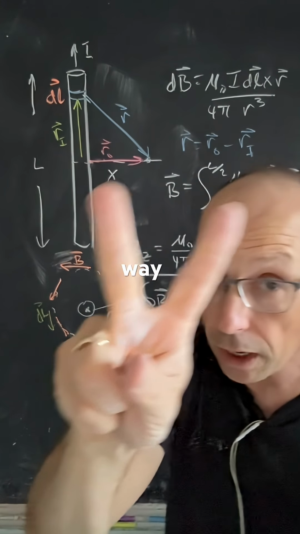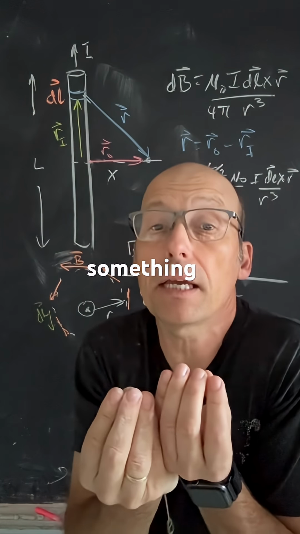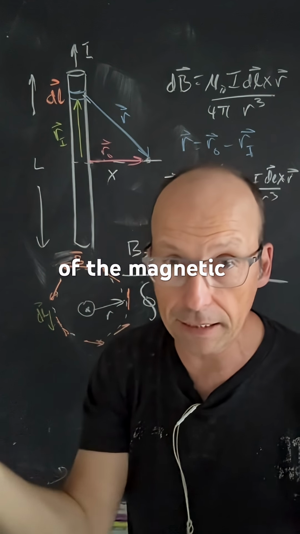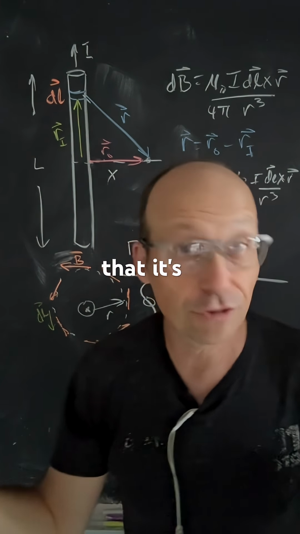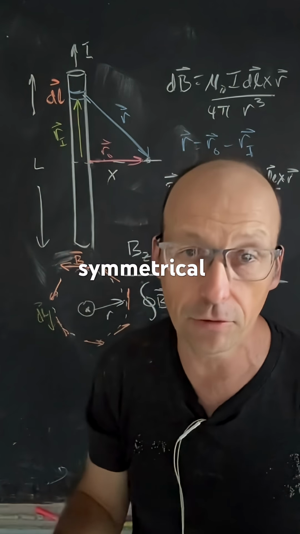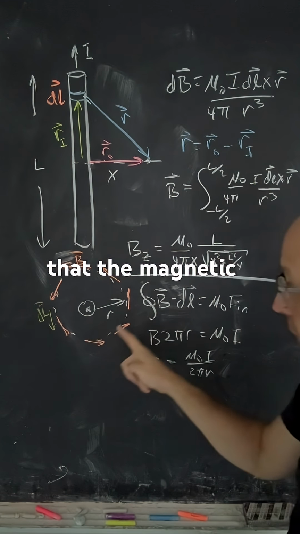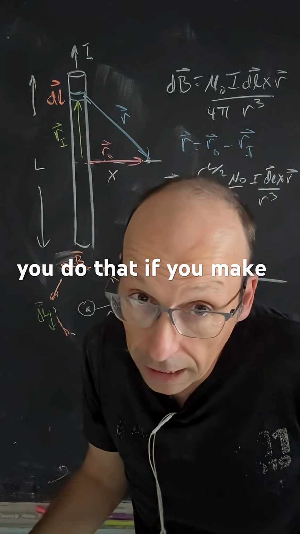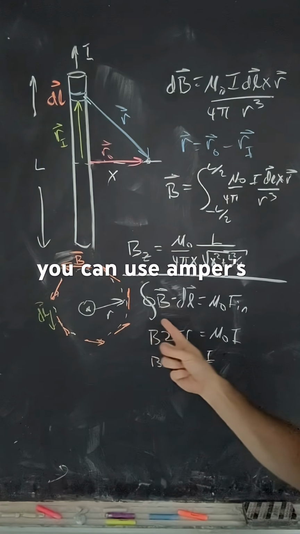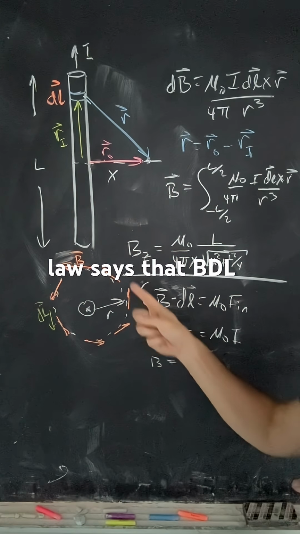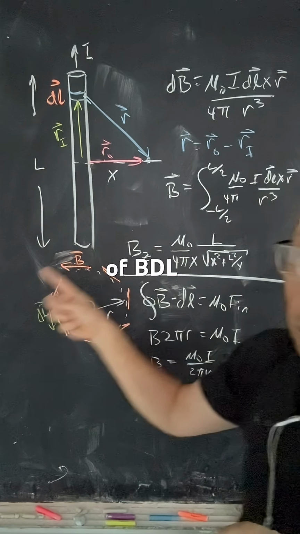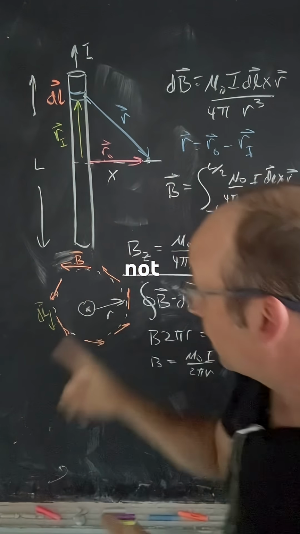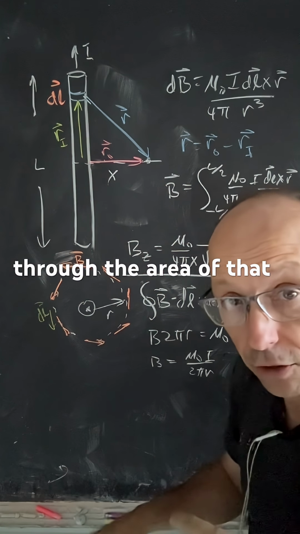The second way is to assume something about the structure of the magnetic field. Assume that it's circularly symmetrical, like this. Assume that the magnetic field makes circles and that it doesn't change with distance. If you make that assumption, you can use Ampere's law. Ampere's law says that the integral of B dot dl around that path is mu naught times the current that passes through the area of that.